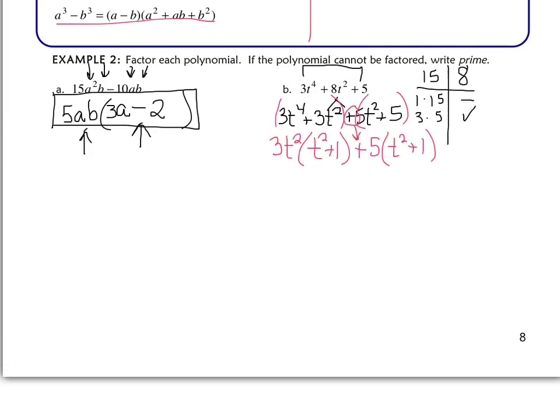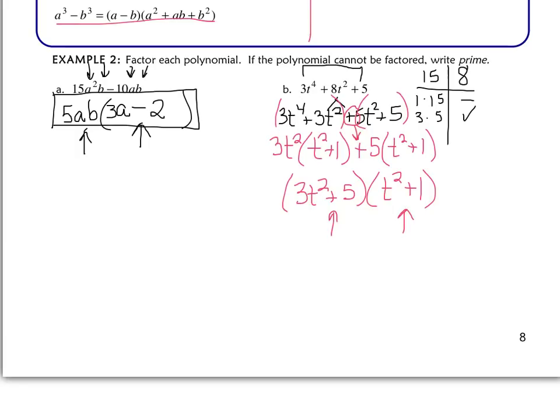So now we take the outside terms, 3t squared plus 5, and then the binomial that's in the parentheses, so in this case t squared plus 1, that's what they have in common. So it's like we factor out a t squared plus 1, and you'd be left with 3t squared plus 5. Now the thing that's going to happen a lot in this chapter is once you factor, you're going to be able to factor possibly more.